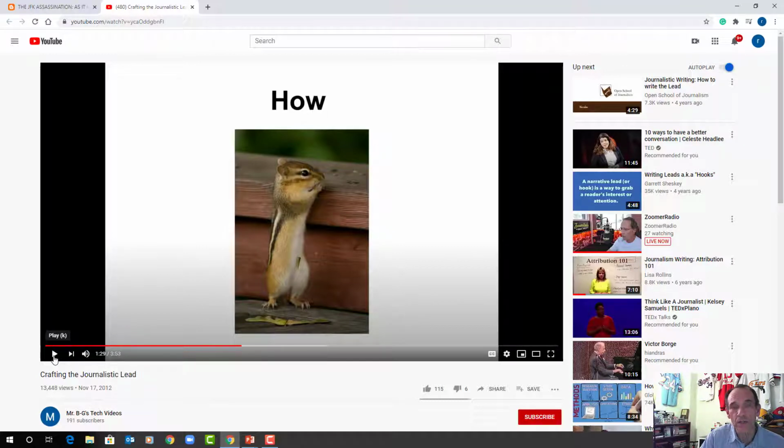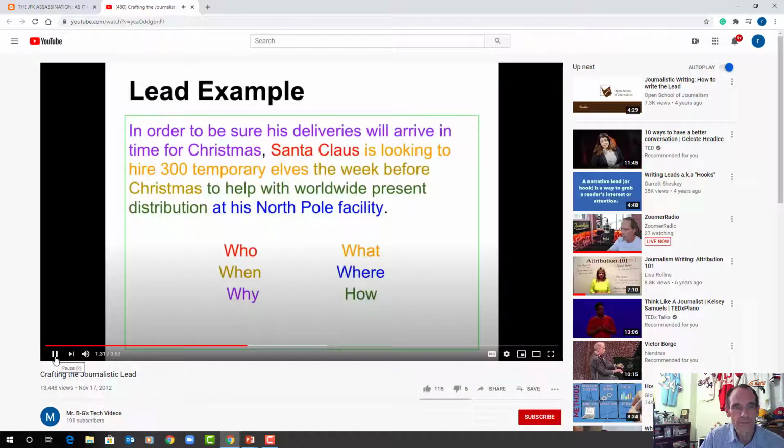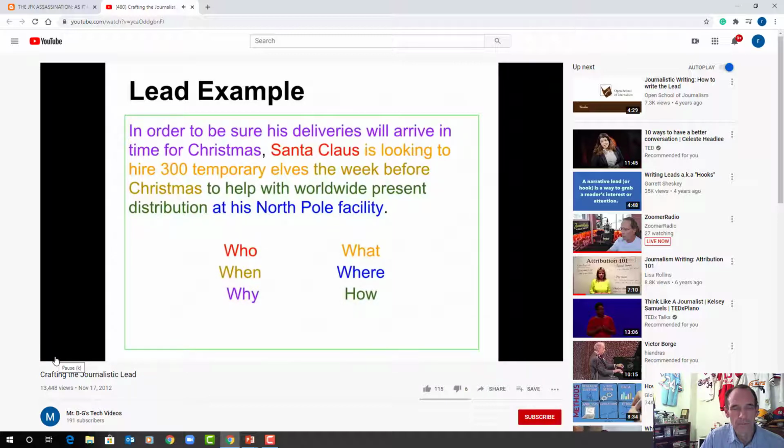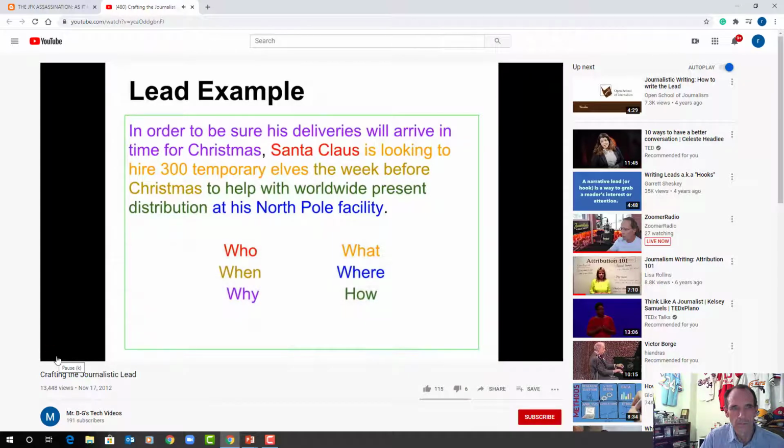So let's look and see a kind of silly example, but nevertheless an example that explains that idea. Here in this example, I've highlighted in various colors the 6 different elements of a lead. In this example, we begin with the why, but any lead could really begin with any of the 6 topics. So let's take a look.